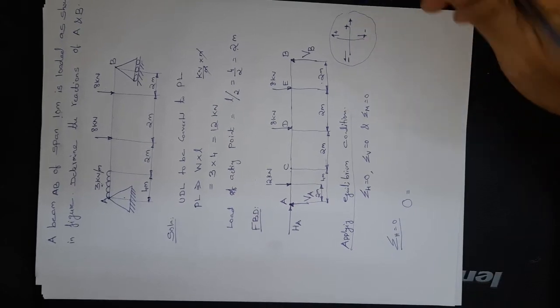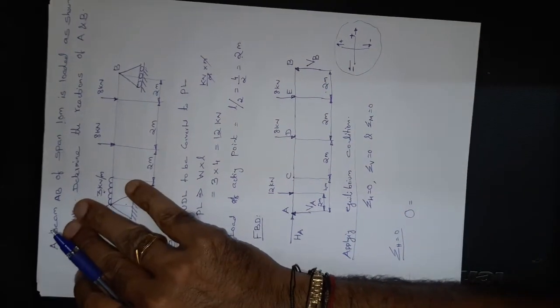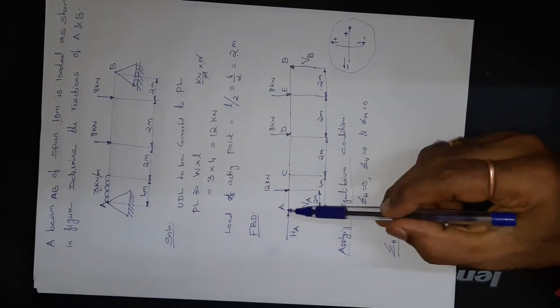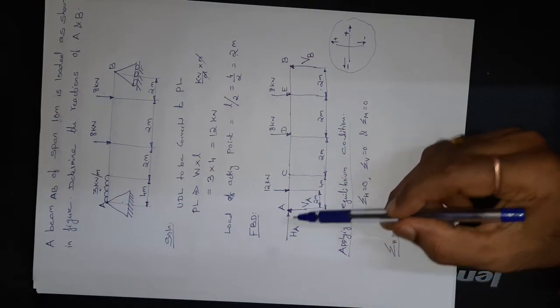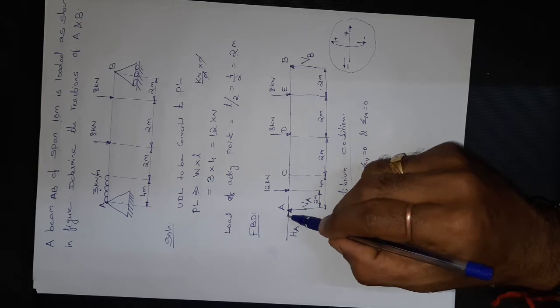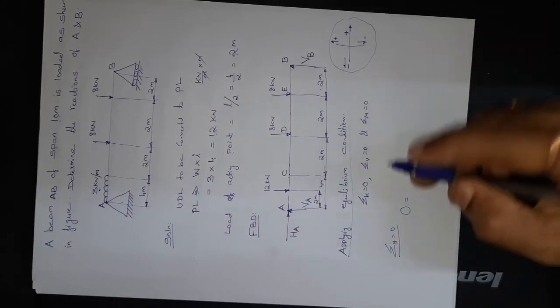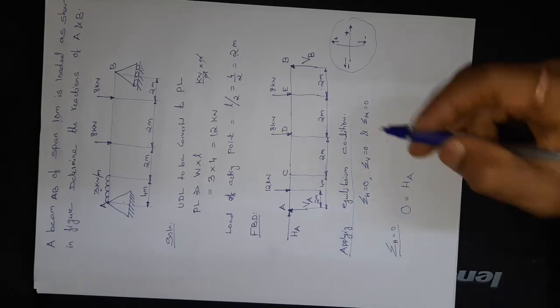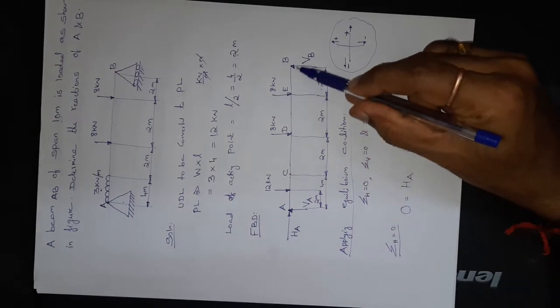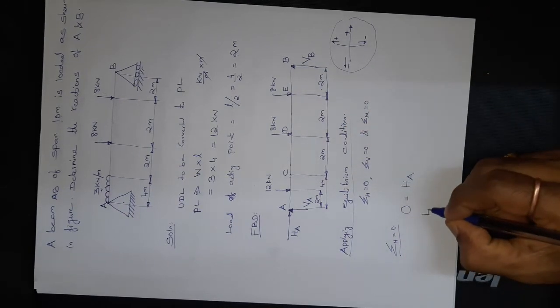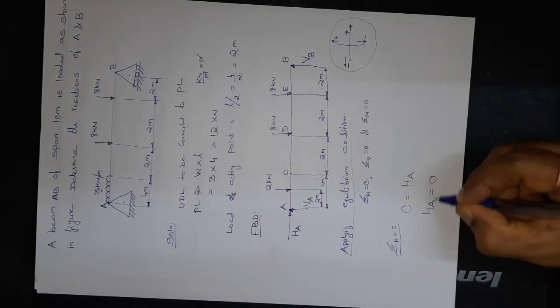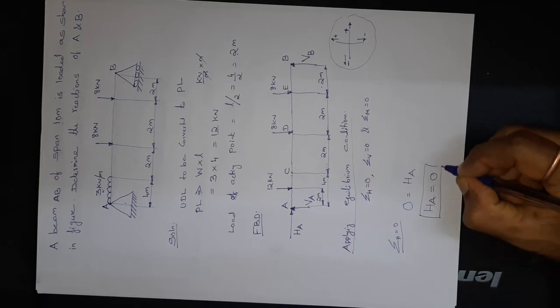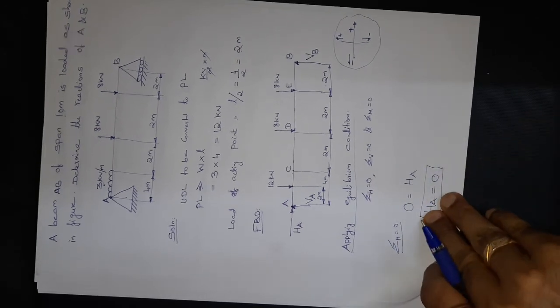Right. Now look at the free body diagram. Look at here, at A a horizontal force is acting, right? In which direction? It's in the positive x direction, so HA. Is there any other horizontal force acting on the beam? No. So therefore HA equal to 0. Got it? Right. Next, I'm going to resolve the vertical forces.